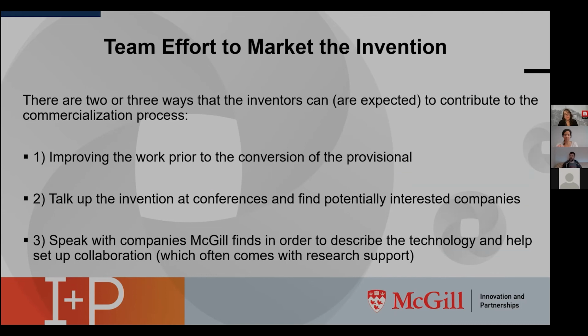And often myself or some people on my team or the patent agents are able to suggest, if you had this specific result, it would make for a much stronger patent. And if that's something that you think would also strengthen your manuscript, then often the researchers will obtain those results and will file a better patent when the time comes for a formal patent application. Then talk up the invention at conferences, let us know what companies you'd like us to reach out to.